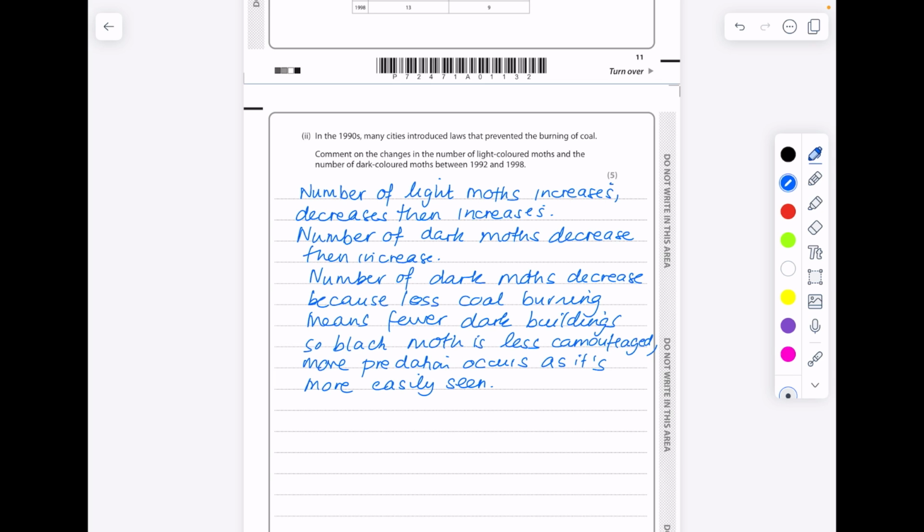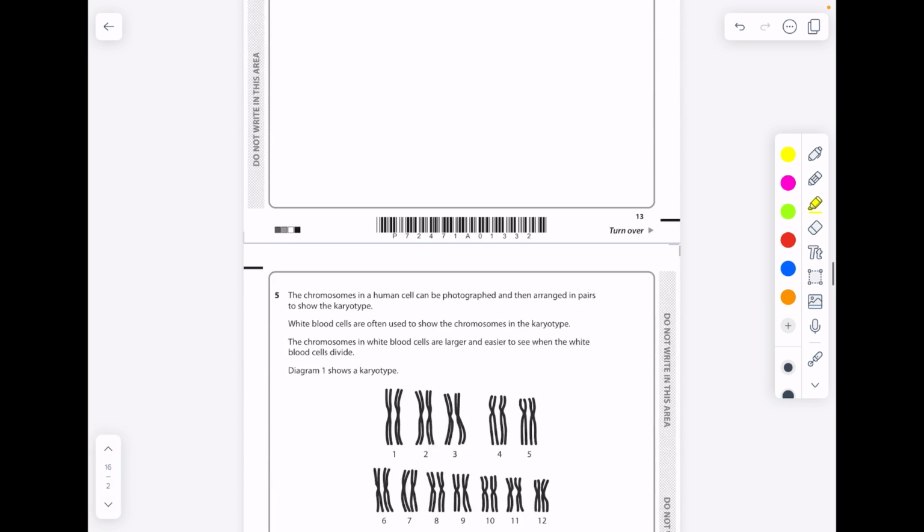So in terms of the marking points, there's a mark for describing what's happening to the dark and light moths. We talk about the dark moths decreasing in number because there's less coal burning. One mark, meaning that they're less well camouflaged, is a mark. More predation occurs because they're more easily seen. So we've absolutely got our 5 marks there.